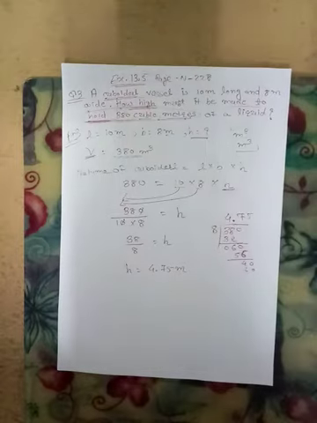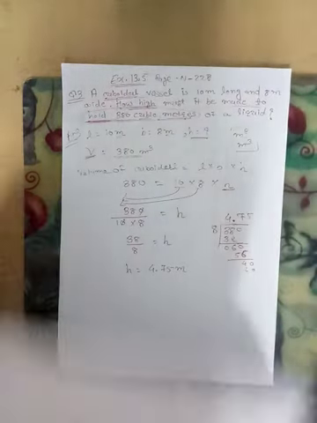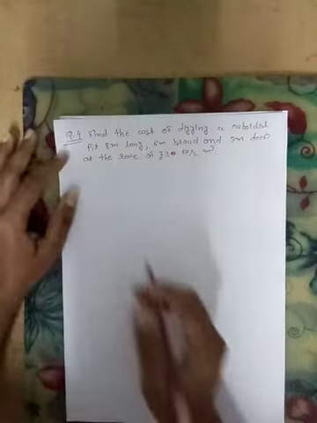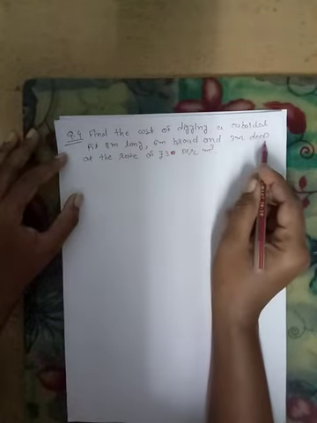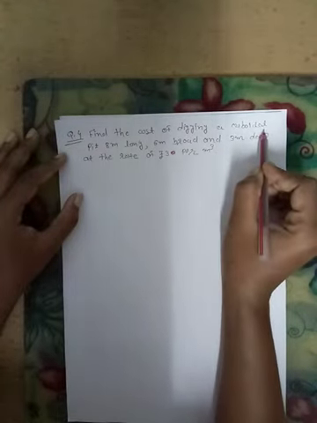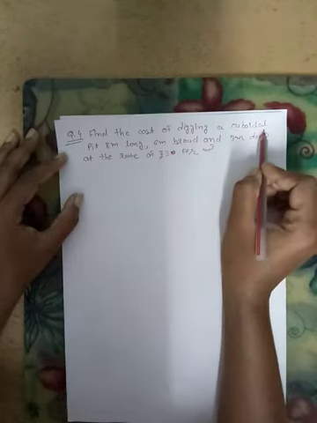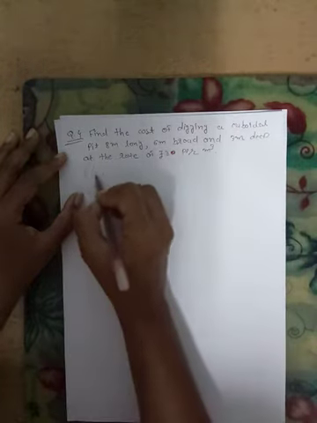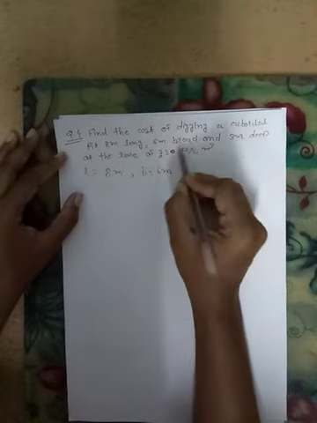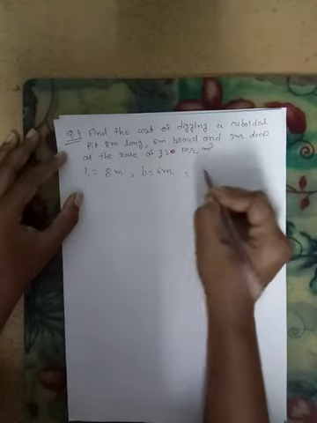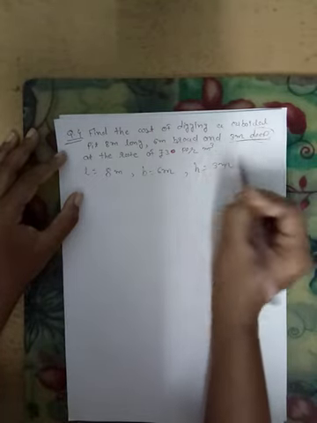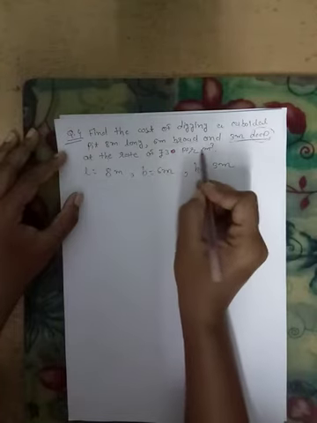Then next, question number 4. Find the cost of digging a cuboidal pit 8 meter long, 6 meter broad and 3 meter deep. We have to find the costing value of the cuboidal. So first of all we must find the volume of the cuboidal. Here 8 meter long, so L is equal to 8 meter, 6 meter broad, so B is equal to 6 meter, and 3 meter deep, so deep is given as H, so H is equal to 3 meter, at the rate of rupees 30 per meter cube.